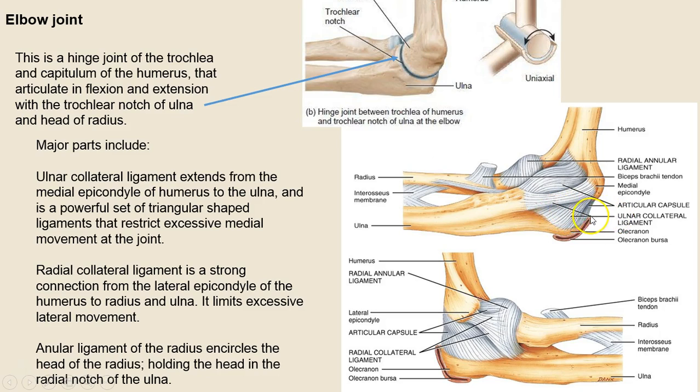So here it is. Sorry for the delay. I just want to make sure. Usually I write medial and lateral, and I should have here. So medial comes first here. Now we have the radial collateral, and here it is, lower diagram, radial collateral. And it's going to, as you might guess, limit excessive lateral movement.